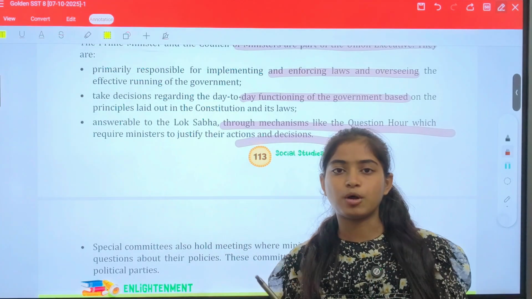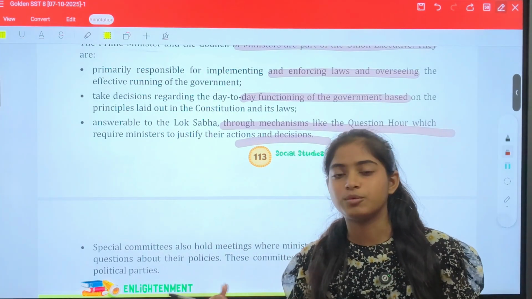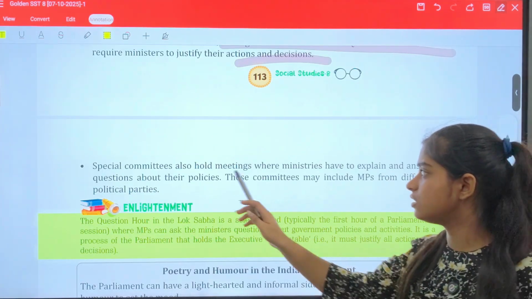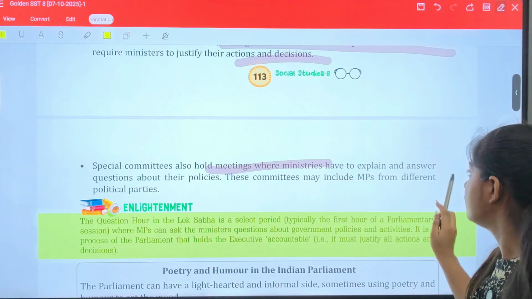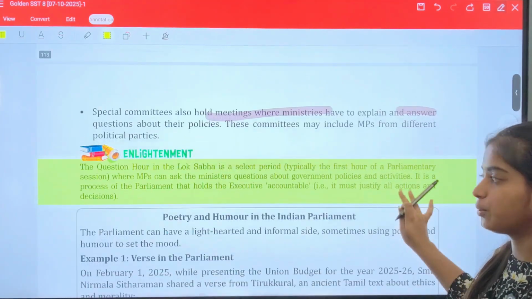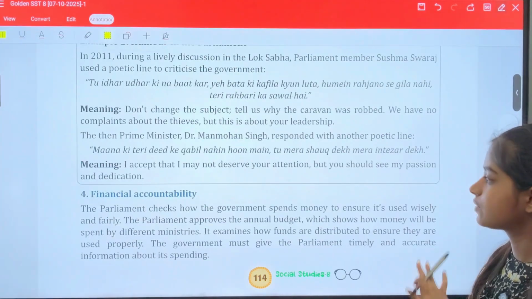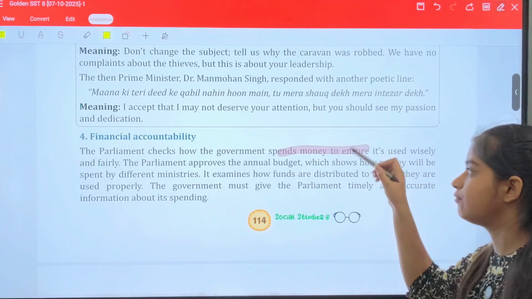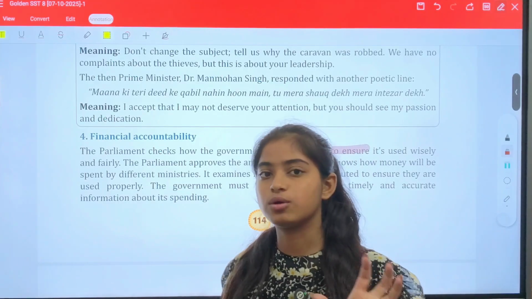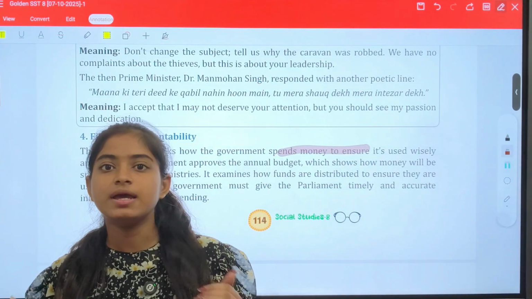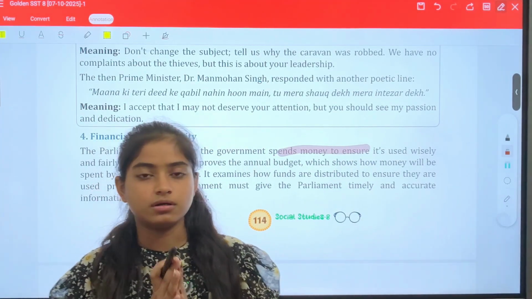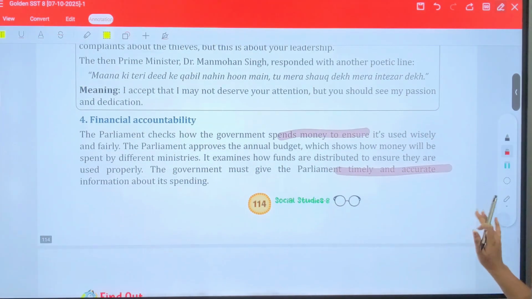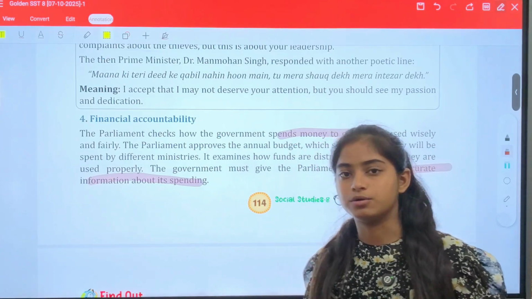Okay, so make a proper verification of why and for what purpose they are doing those actions. Special committees also hold meetings, where they have to explain and give answers to those questions. Now we have financial accountability, which takes care of money spent and asks on what purpose you have spent your money and where the entire money given to the Lok Sabha is going, and they also give a permanent timeline for accurate information about its spending.